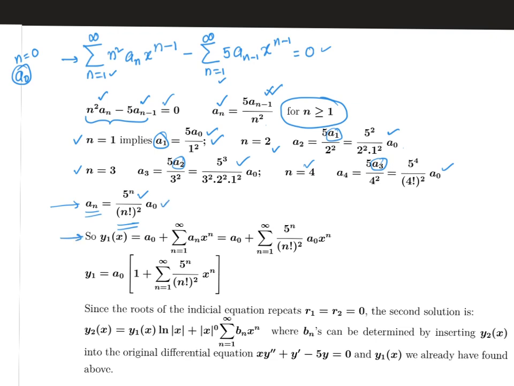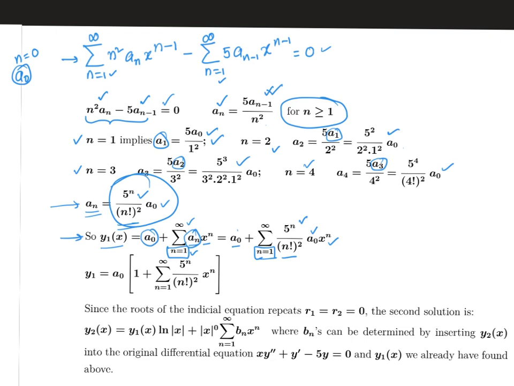So your solution is going to be y1 of x, a0, the first term, remember? We took it out, a0 plus summation n equal to 1 to infinity a sub n x to the power n. That's going to be the solution. So it's a sub 0 plus summation n equal to 1 to infinity. Pay attention where the indexing begins. N equal to 1 to infinity. But a sub n, we just found it: 5 to the power n over n factorial squared times a sub 0 times x to the power n.